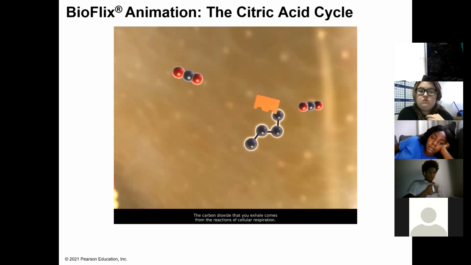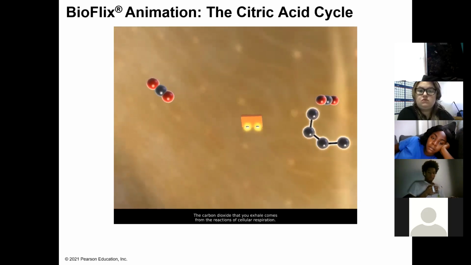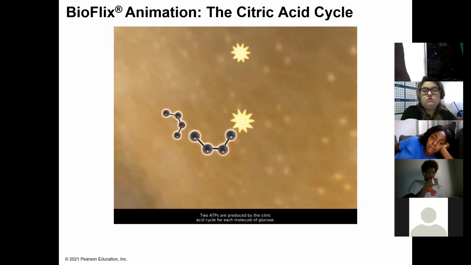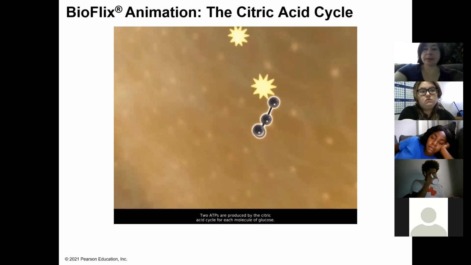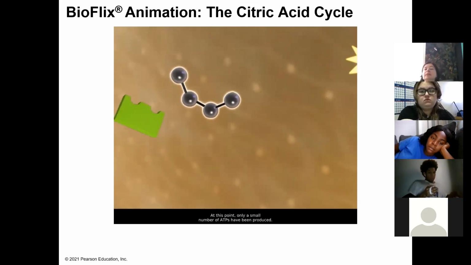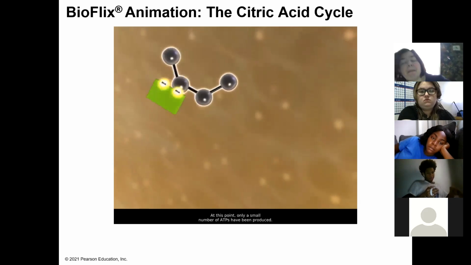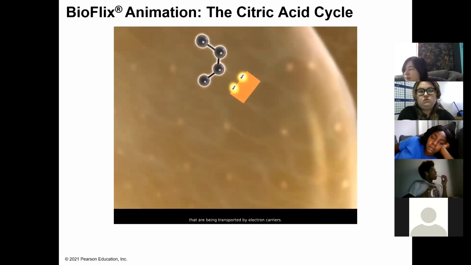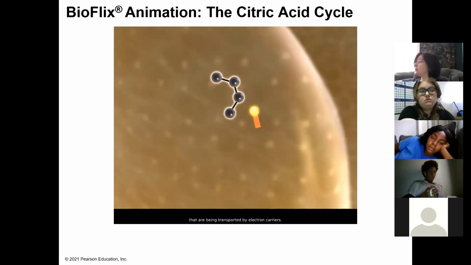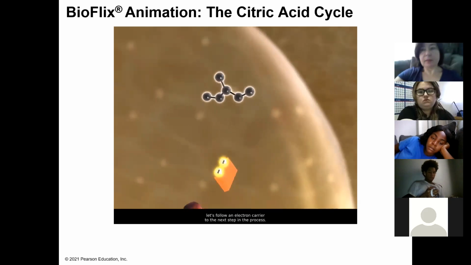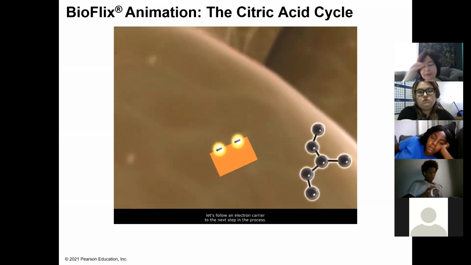The carbon dioxide that you exhale comes from the reactions of cellular respiration. Two ATPs are produced by the citric acid cycle for each molecule of glucose. At this point, only a small number of ATPs have been produced. However, more energy is available in the electrons that are being transported by electron carriers. While the citric acid cycle starts another round, let's follow an electron carrier to the next step in the process.